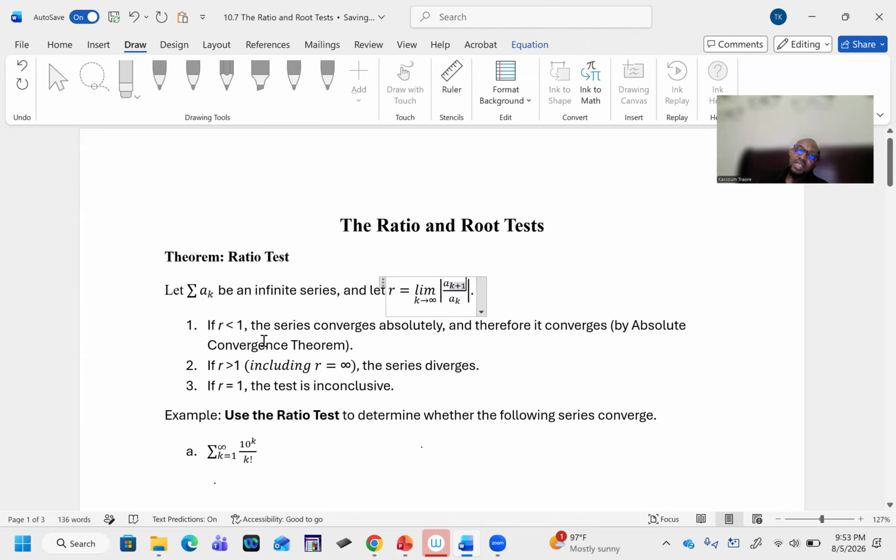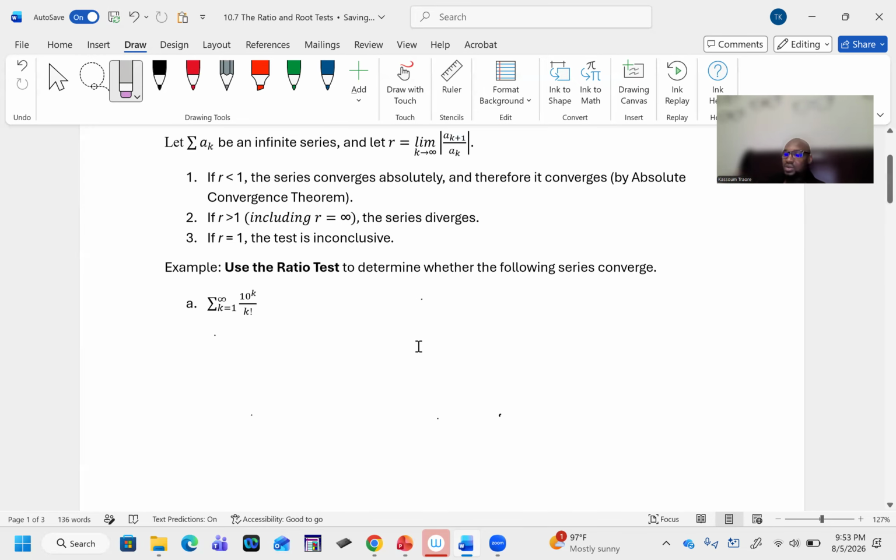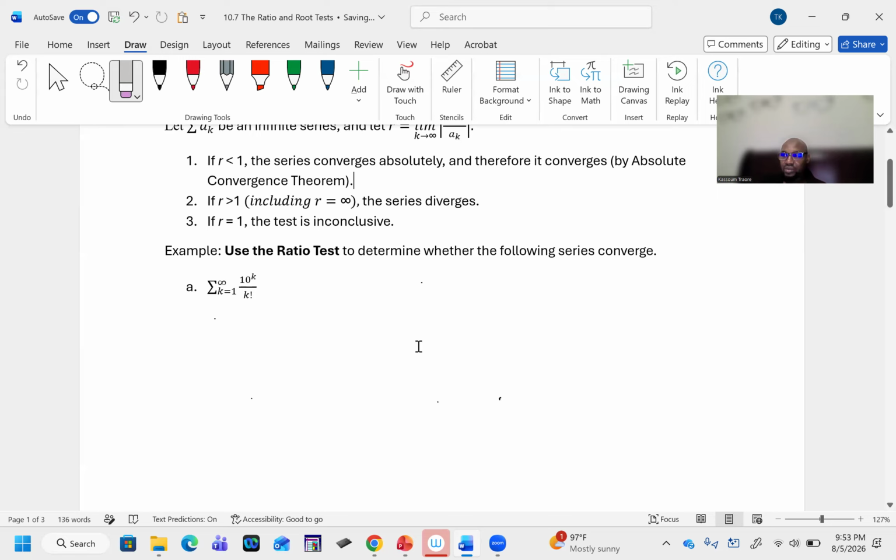1, if R is less than 1, then the series converges absolutely, and therefore it converges by the absolute convergence theorem. 2, if R is greater than 1, including R equal to infinity, the series diverges. 3, if R is equal to 1, the test is inconclusive. So let's use the ratio test to do the first example that we have.